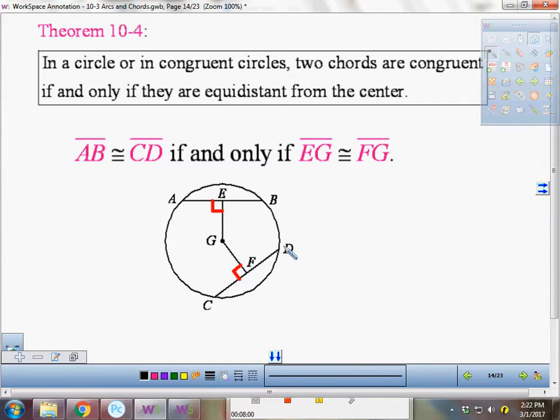In a circle or in congruent circles, two chords are congruent if and only if they are equidistant from the center. So in other words, AB would be congruent to CD if and only if EG, this part, is congruent to FG. So if these two are equal, then that means that this chord is equal to this chord. And these would form 90-degree angles right there.